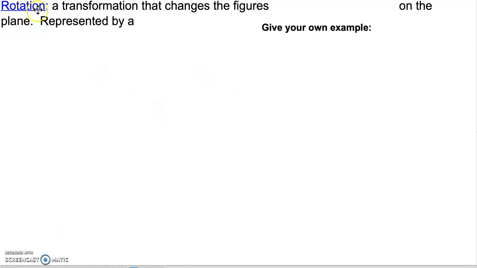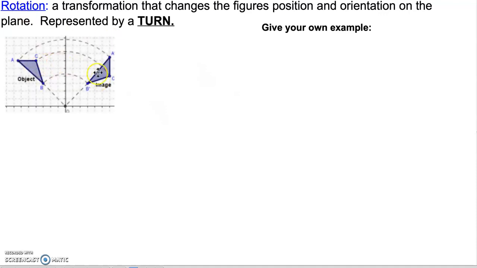Next we have rotations. A rotation is a transformation that changes the figure's position and orientation on the plane. This is going to be represented by a turn. So a rotation is exactly what it sounds like. We're rotating the figure around a point. So here's our original triangle. I'm rotating that triangle. Notice that the orientation is changing. Instead of C being on top of the figure, notice how C is now the bottom right corner.